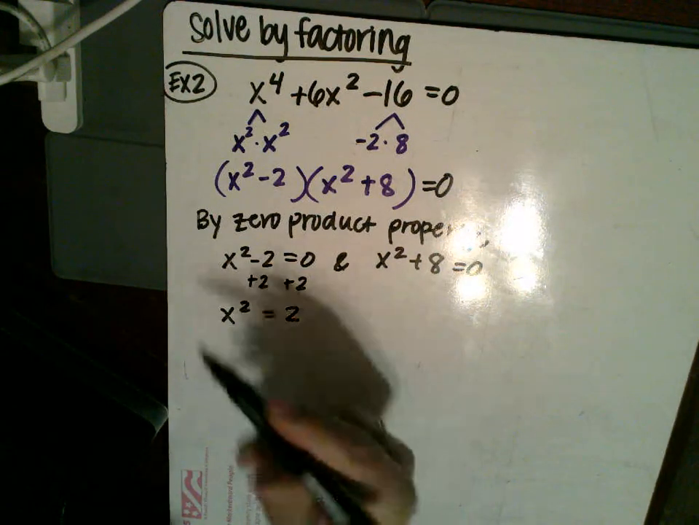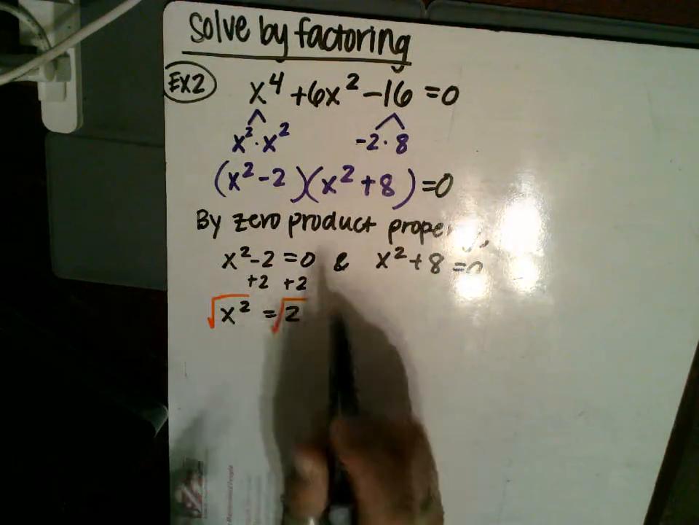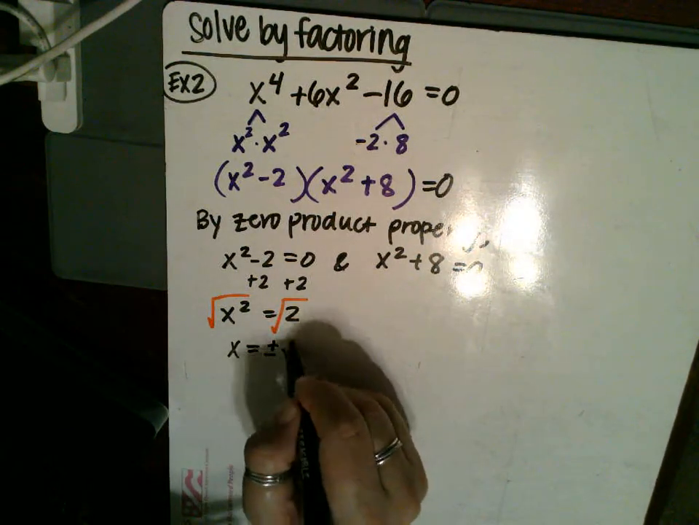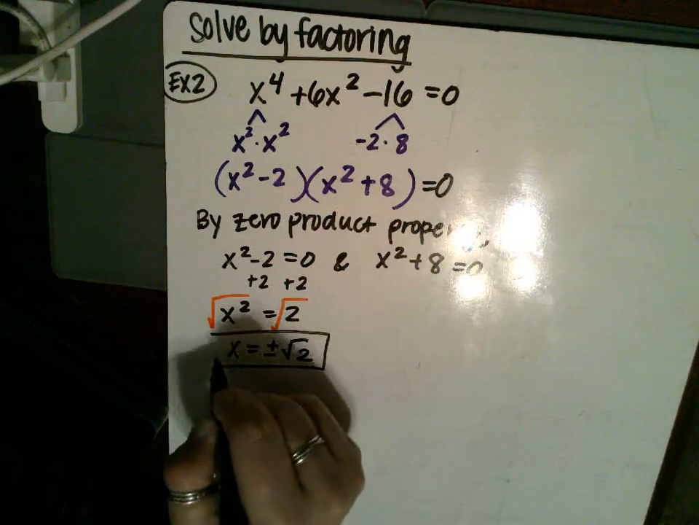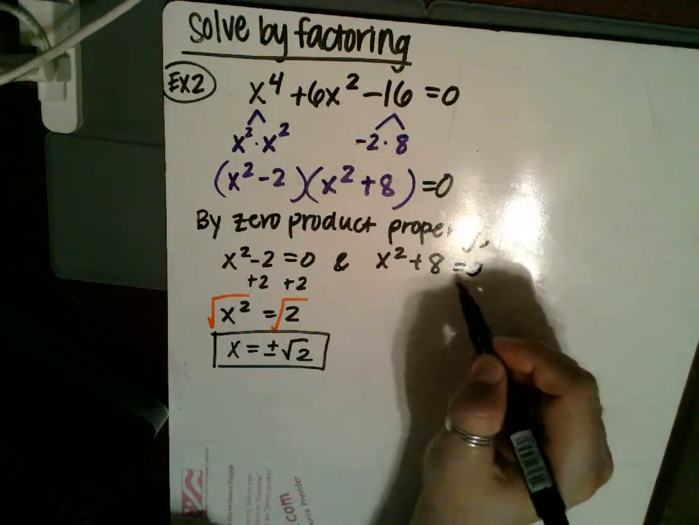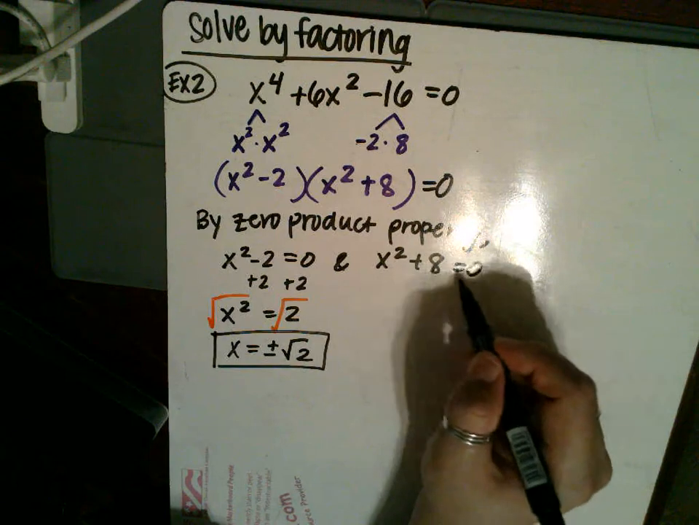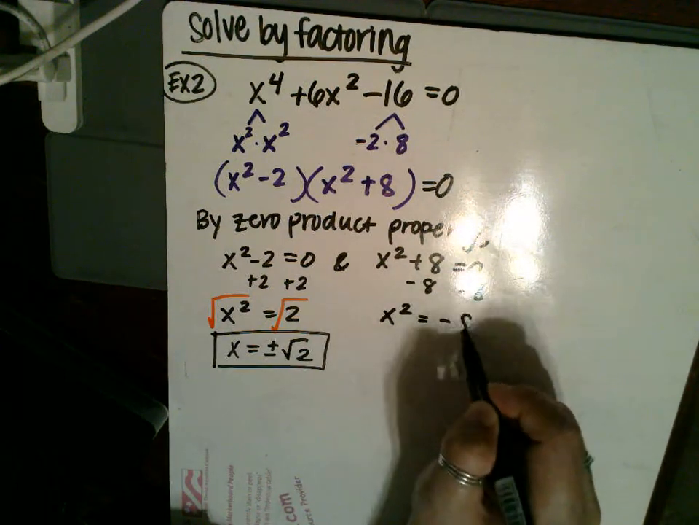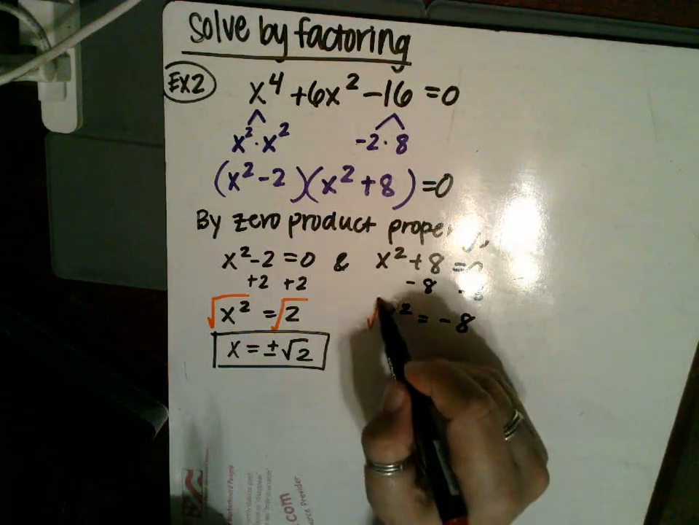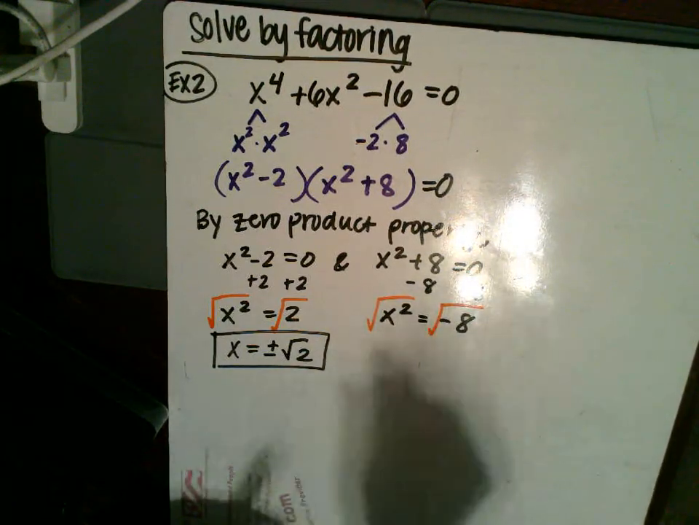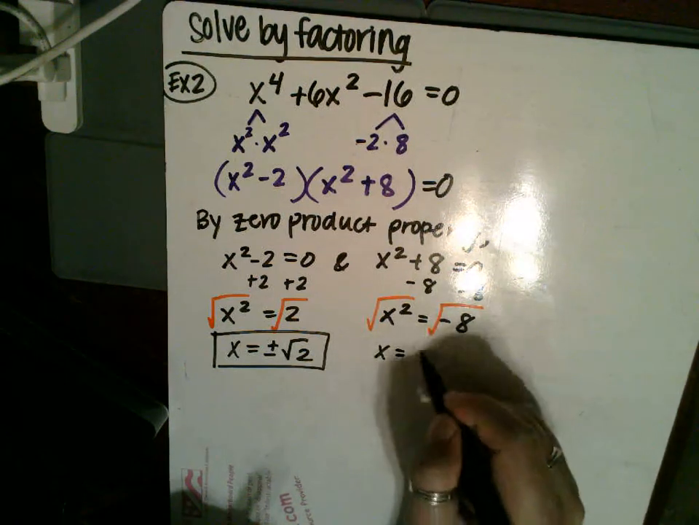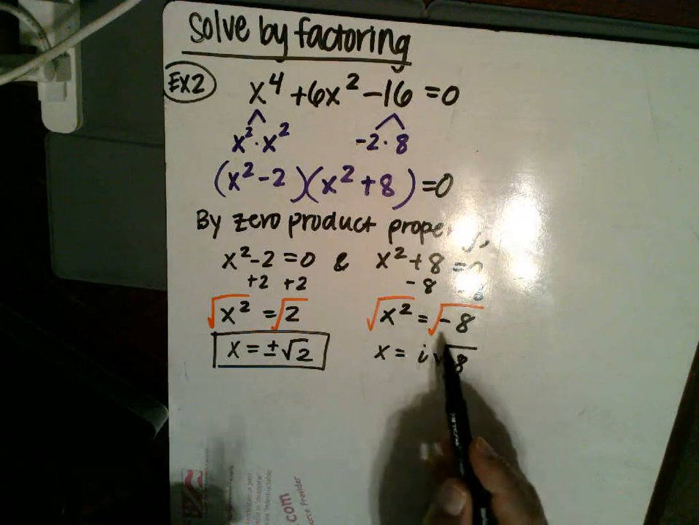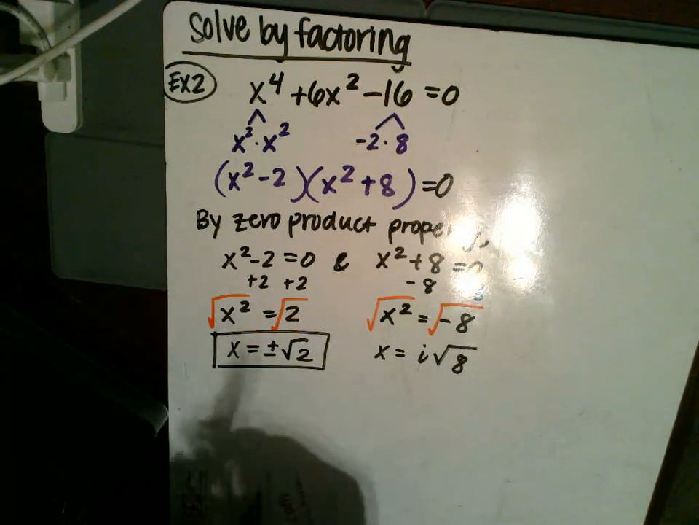Taking the square root of both sides to solve for x alone, I get x is equal to plus or minus the square root of 2. For x squared plus 8 equal to 0, subtracting 8 from both sides, you get x squared equals negative 8. Take the square root of both sides. You get x equals plus or minus radical 8. Remember, the negative can come outside as an i value, meaning it's a complex solution.